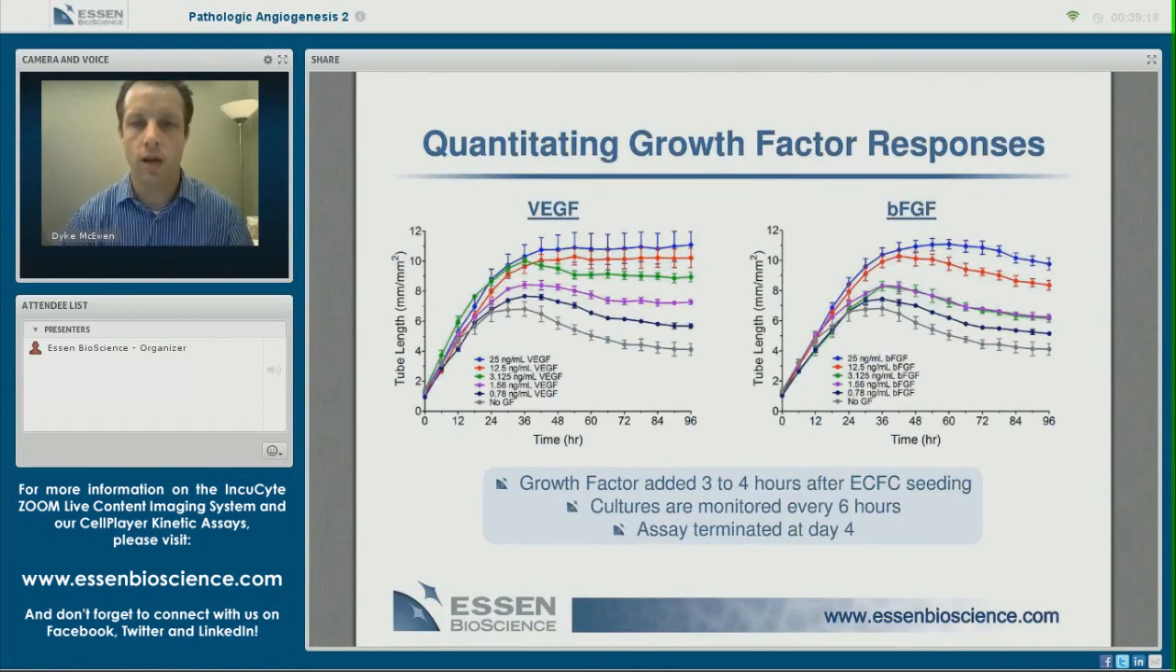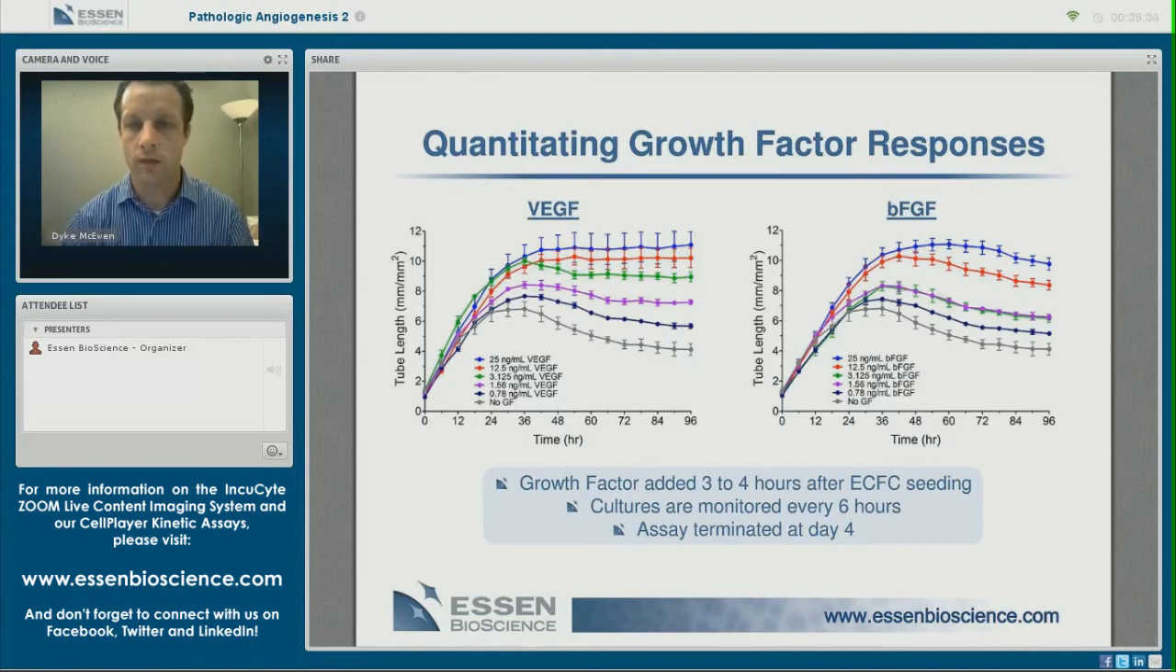So you see in the gray line, that's our no growth factor control, where we have a basal level of tube formation, and as we increase the growth factors, whether it be VEGF or basic FGF, you see an increase in tube length over the course of the assay.